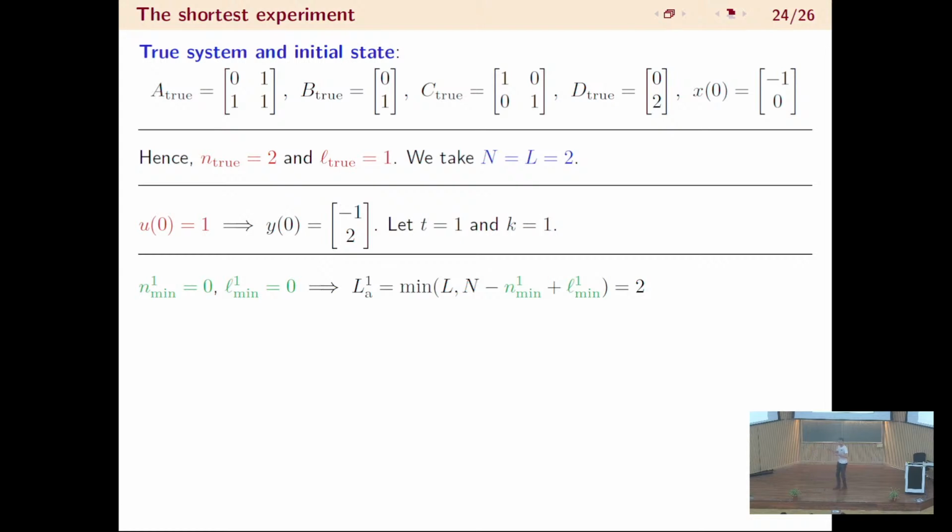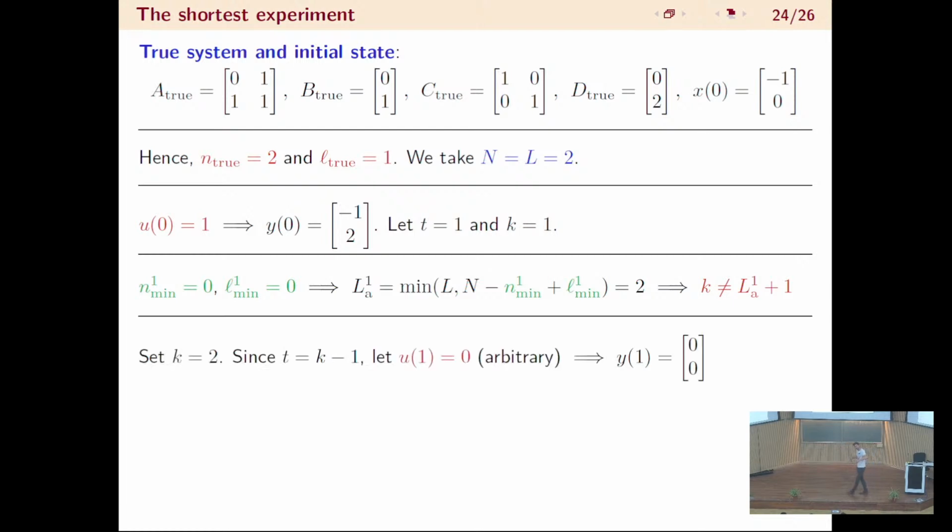Well, we then have to check the stopping criterion. So what do I do? I compute N-min and L-min at this time. In this case, it turns out that they're both equal to 0. Means that the actual bound on the lag is the minimum of these two numbers, the minimum of 2 and 2, which is 2. That means that typically 1 is not equal to 3, so the stopping criterion is not satisfied, right? So if the stopping criterion is not satisfied, what we do is we increase the depth of the Hankel matrix to K is equal to 2.